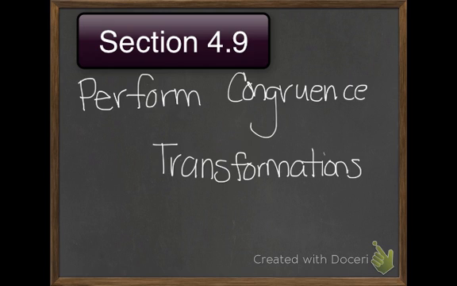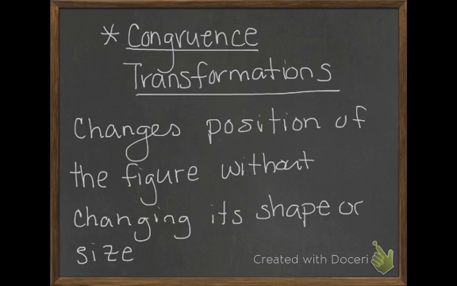So today we're going to do section 4.9 and we're going to perform congruence transformations. We've kind of already started transformations in the last chapter, or actually just on the last test in the beginning of this chapter, and now we're going to do it more with coordinate notation. So we're going to kind of throw algebra in there just a little bit. Alright, so think back to the beginning of the chapter, okay?